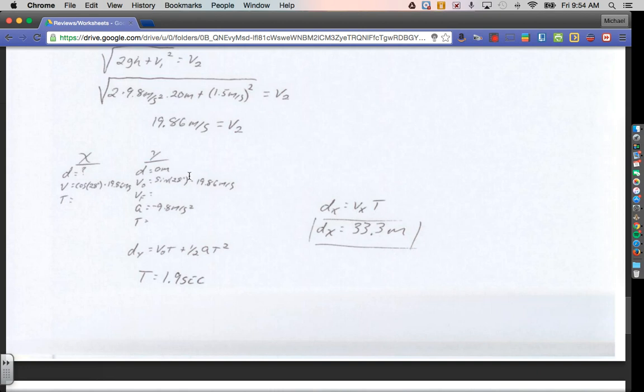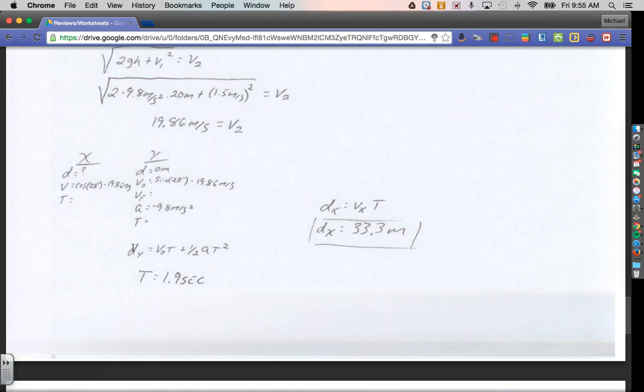Initial speed is going to be the opposite side of our right triangle of velocity, and that's going to be the sine of 28 degrees times 19.86 meters per second. We don't know what final velocity is, nor do we care, and the acceleration is negative 9.8 meters per second squared. When I plug into my d equals v naught t plus 1/2 at squared equation, I should get a time of 1.9 seconds. That would be a quadratic.